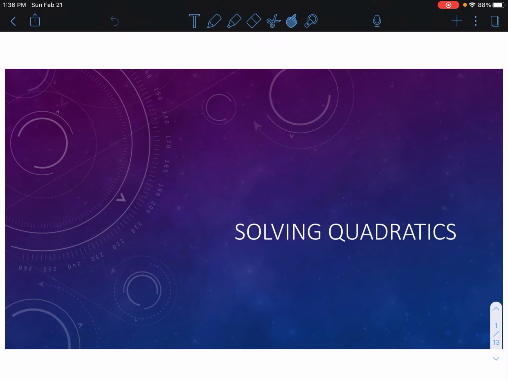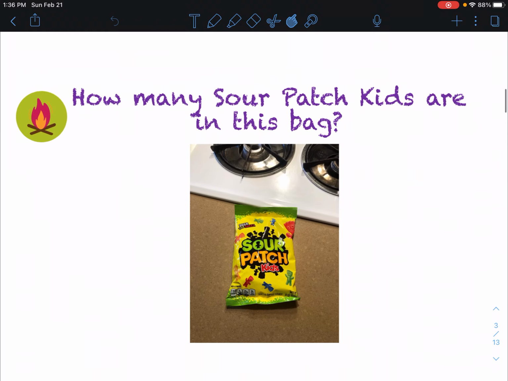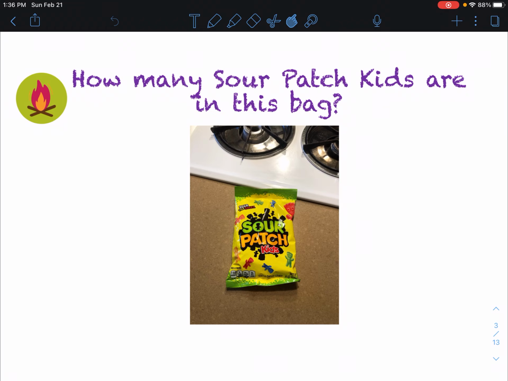All right, so we're going to continue solving quadratics. Today we're going to review how we solve quadratics using square roots, also by completing the square and using the quadratic formula. Before we get going, how many Sour Patch Kids are in this bag, do you think?